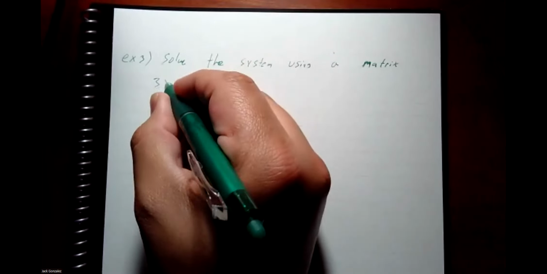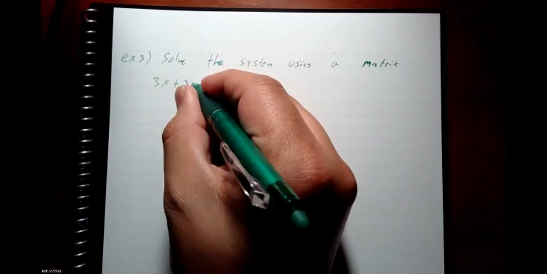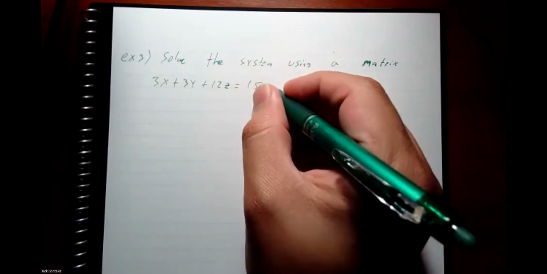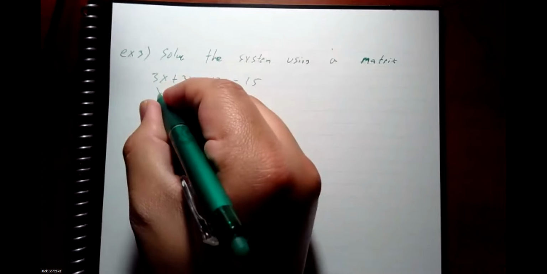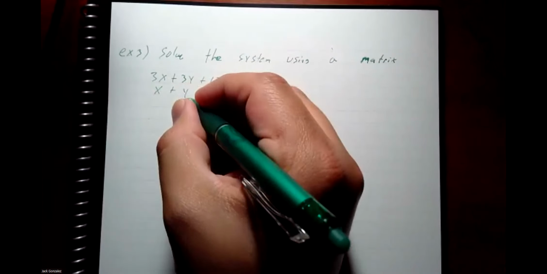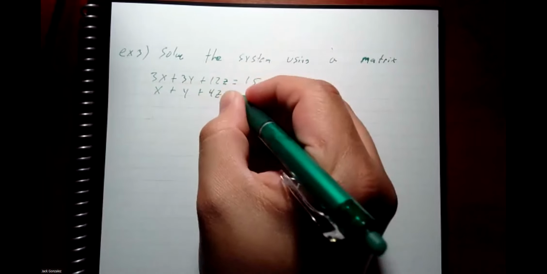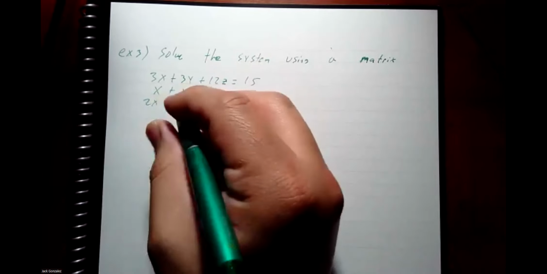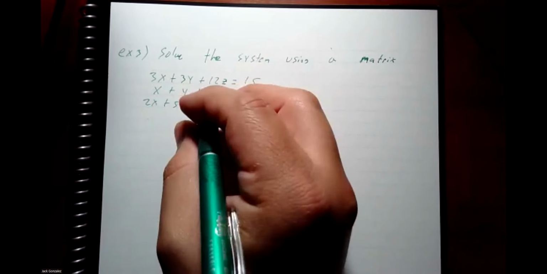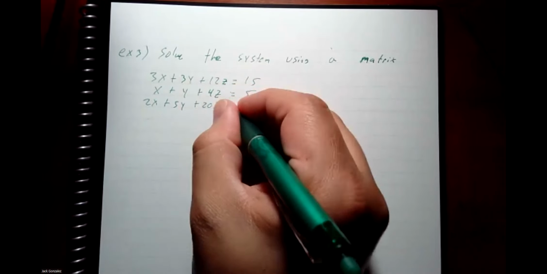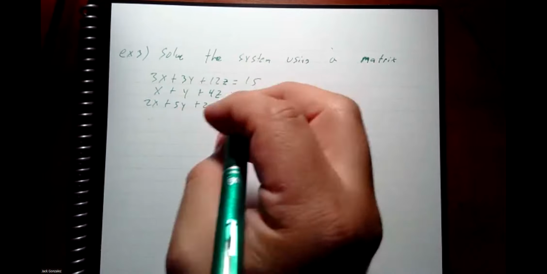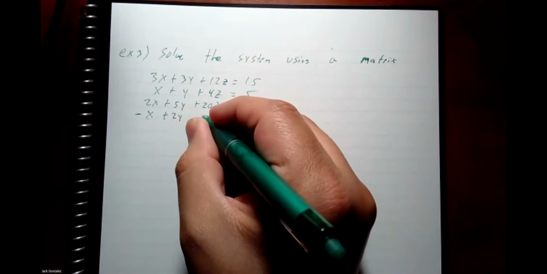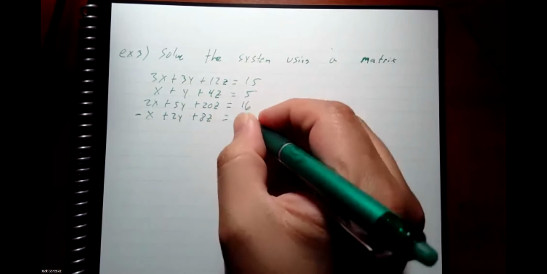Okay, so the first equation is 3x plus 3y plus 12z equal to 15. This is the last question in your homework, number 17. x plus y plus 4z equals 5. 2x plus 5y plus 20z equals 16. Negative x plus 2y plus 8z is equal to 1.